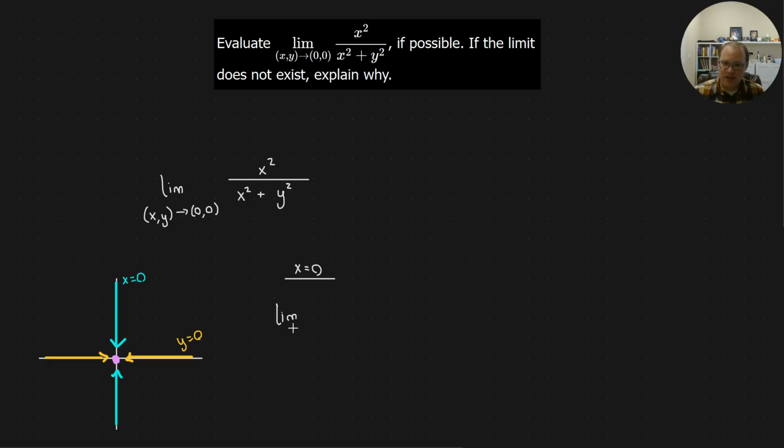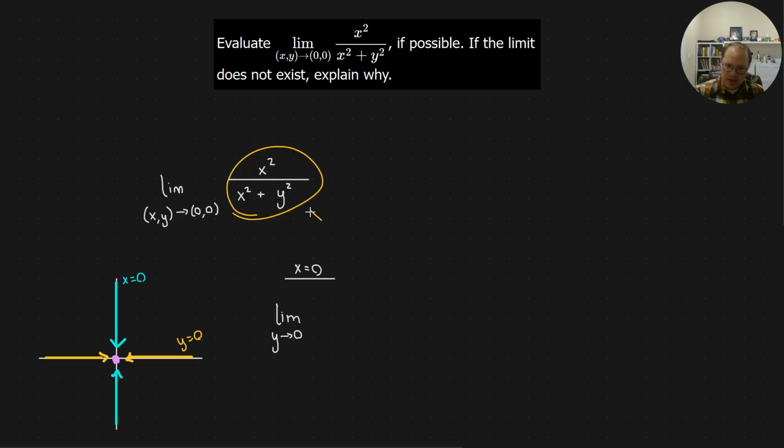So let's look along the path x equals 0. I'm going to fix x to be 0, and I'm only going to let the y change. I'm looking on this path right here. So if I'm approaching (0, 0), x is already there. I don't have to worry about it. The only variable I have to worry about is making sure y gets to 0. I'm letting y approach 0.